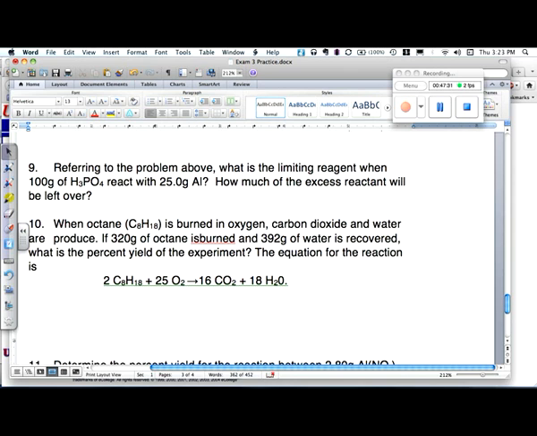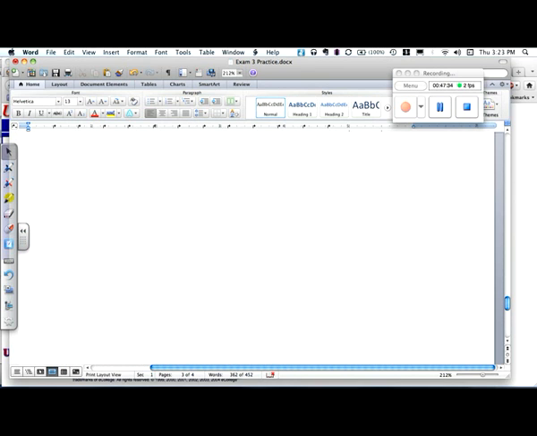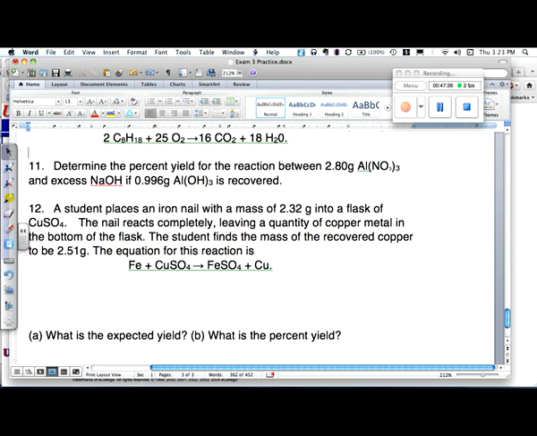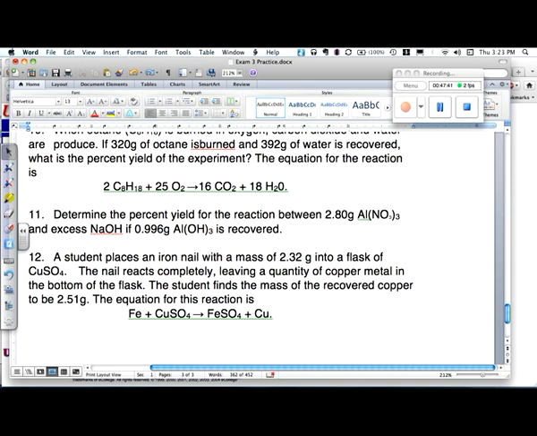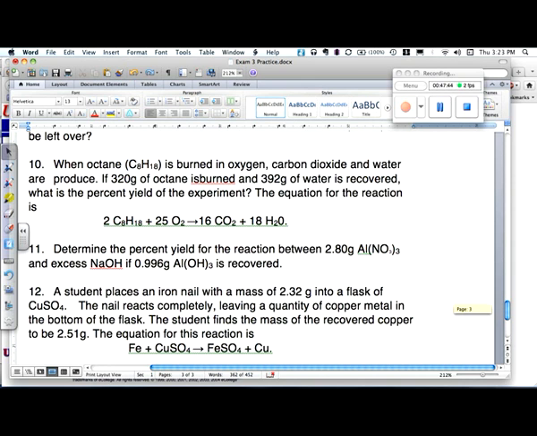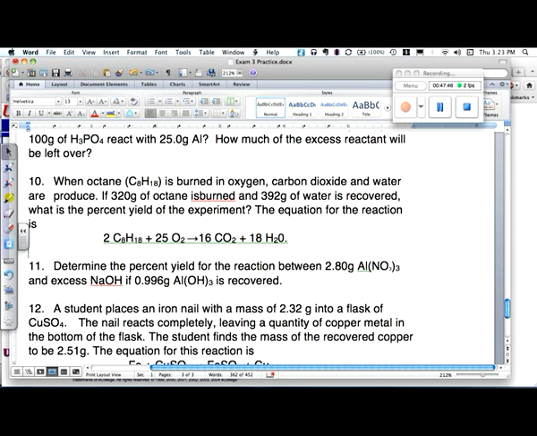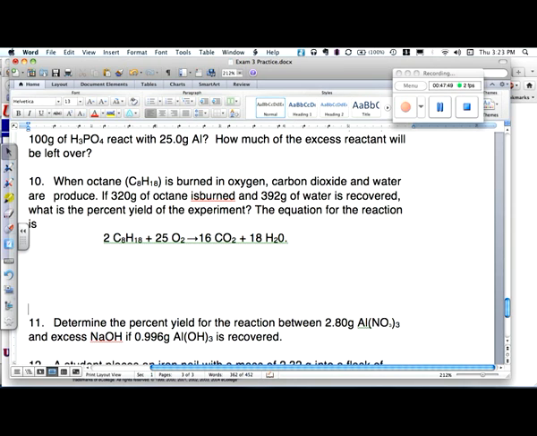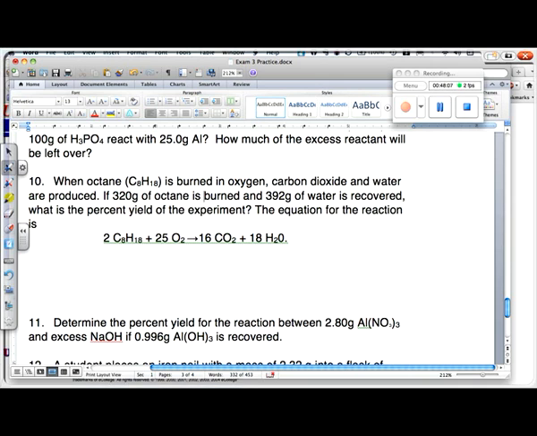When octane is burned in oxygen, carbon dioxide and water are produced. If 320 grams of octane is burned and 392 grams of water is recovered, what is the percentage yield? All right, so let's put this information in.